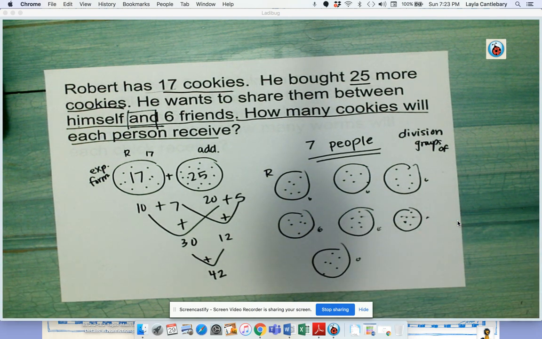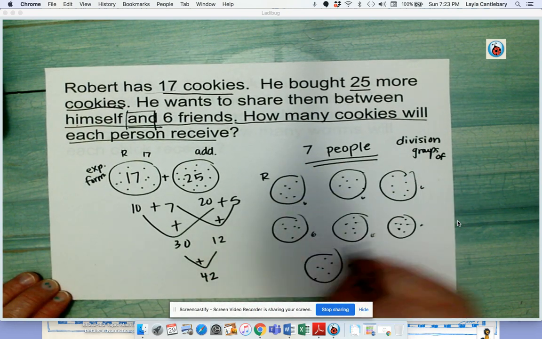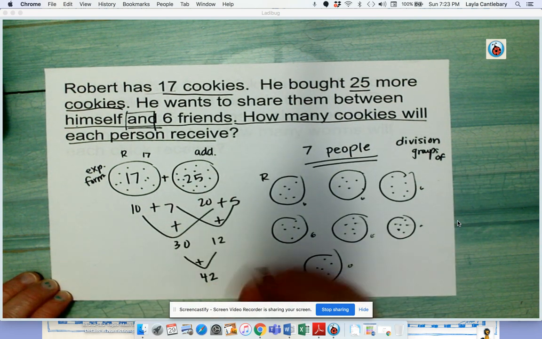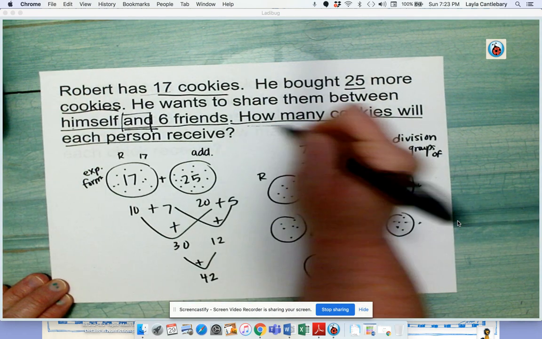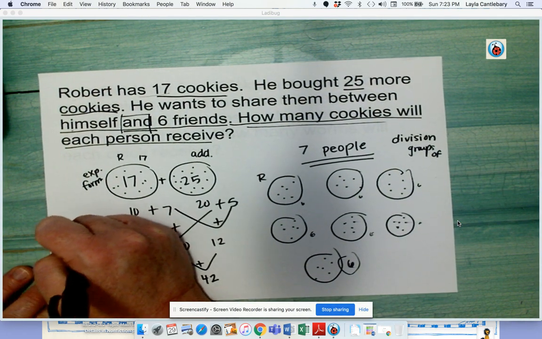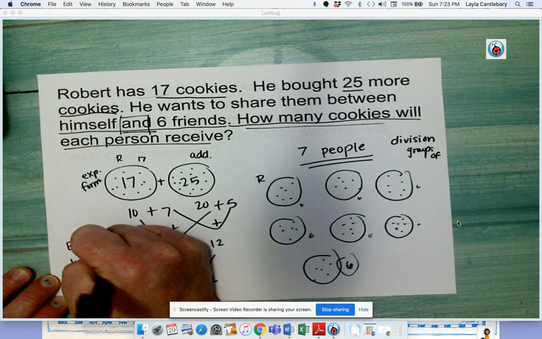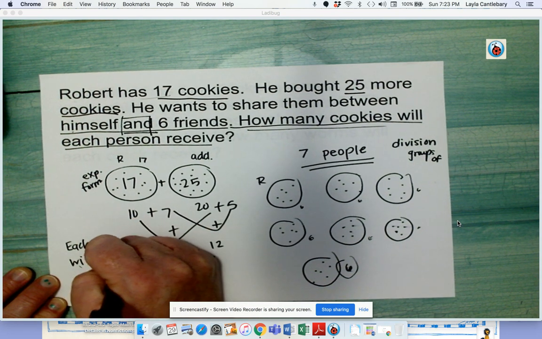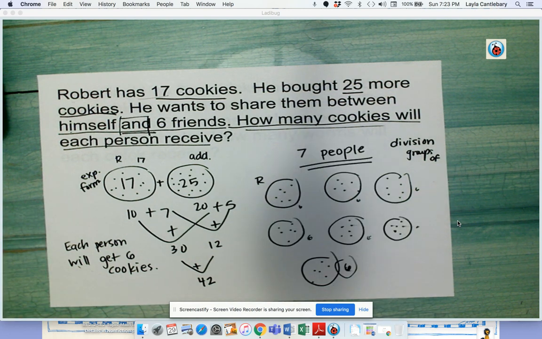So my answer, my question. Now we've planned, we've created our solution, and now I am going to improve by actually writing the sentence. I checked, obviously, all of my calculation was right. I checked as I went. So now I'm going to improve my solution by not just leaving the 6 down here, but instead I'm going to actually answer the sentence and say, each person will get 6 cookies. So there I improved my solution by writing a sentence that answered my question.